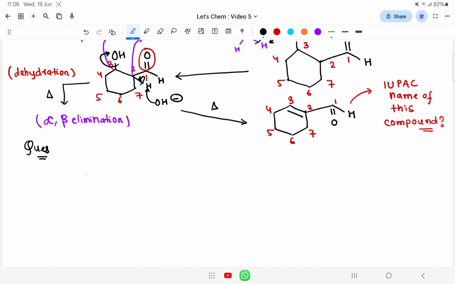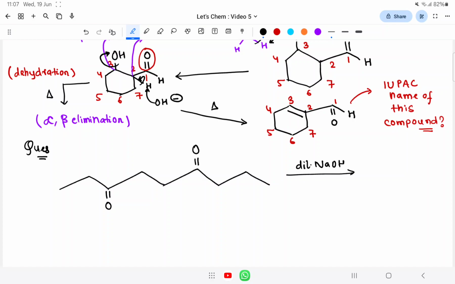Okay, 9 carbon atoms. Let's draw. 1 2 3 4 5 6 7 8 9. Wow, exactly 9. Okay, so we are going to put one carbonyl carbon here and a carbonyl carbon here. And we are going to do a reaction with dilute NaOH followed by delta.